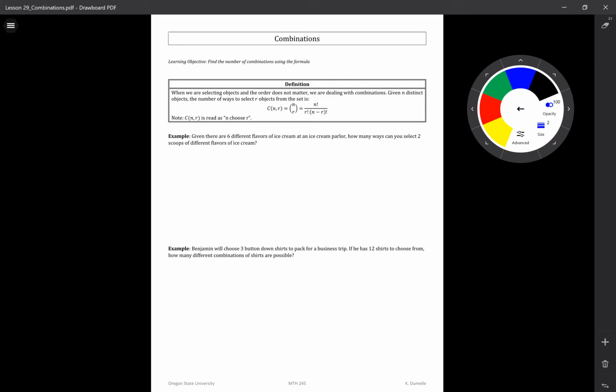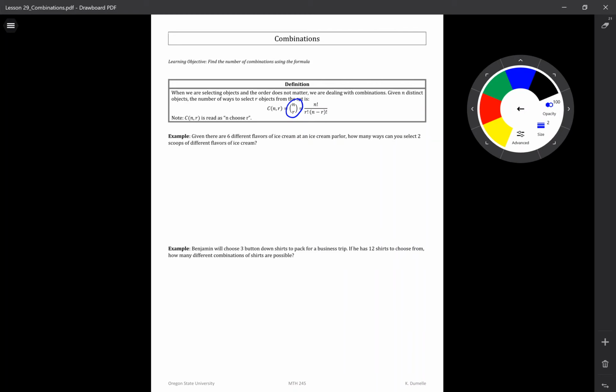So if I am given n distinct objects, the number of ways to select R objects from the set is given by this equation. C of n and R is equal to, we read this as n choose R. We are choosing R objects from n objects. And it's given by the formula n factorial over R factorial times n minus R factorial.